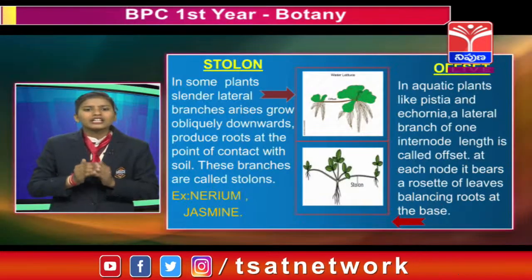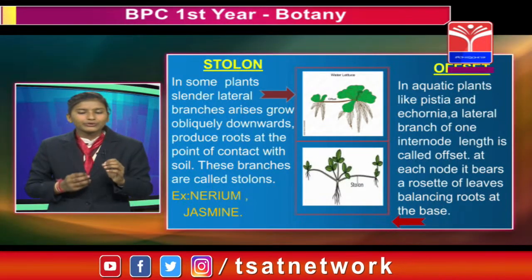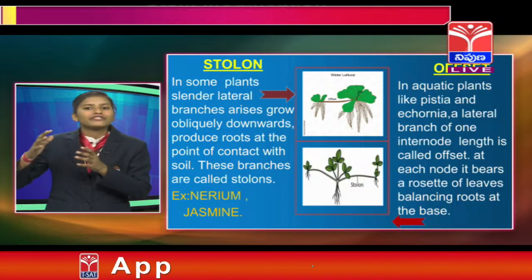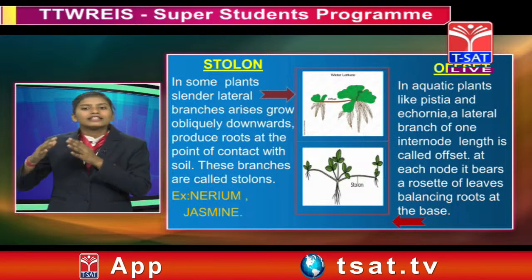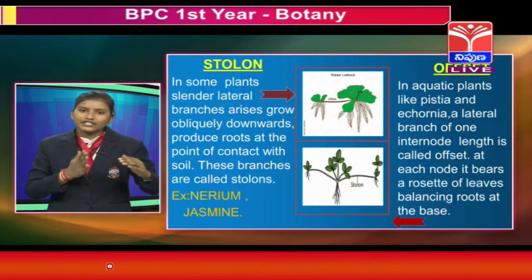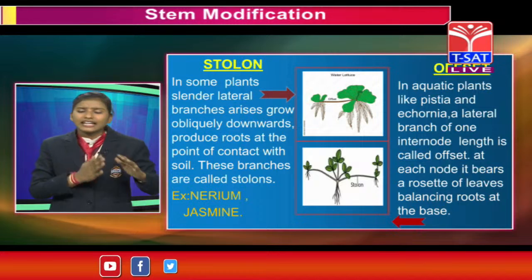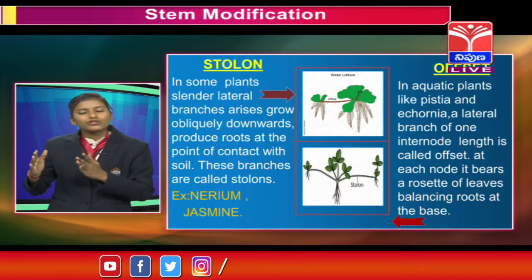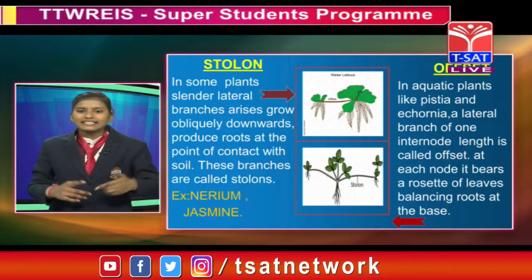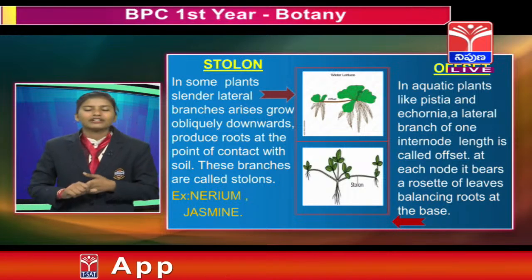After some time they produce adventitious roots, and when they touch the ground, the adventitious roots form. When it touches the ground, a new plant will develop, and it also helps in vegetative propagation. When this is detached from the parent plant, it forms a new plant and doesn't depend on the parent plant. An example is jasmine.